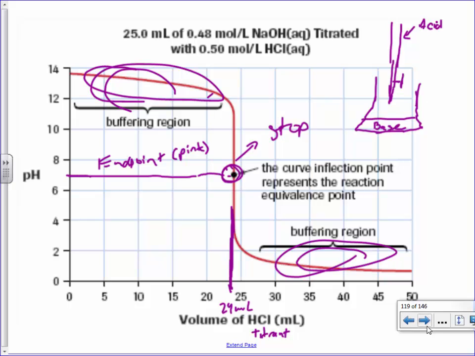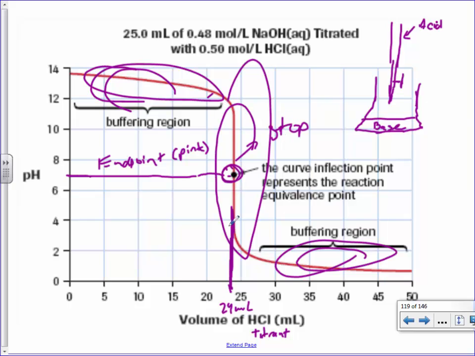Hopefully in this graph you guys can visibly agree. Right here, is the pH changing a whole lot? No. I mean, is it changing? Yeah, sure, it's changing, but is the pH drastically changing? No. And then right down here, is the pH changing? No. Right here, though, in the middle? Yeah, that pH changed like crazy.